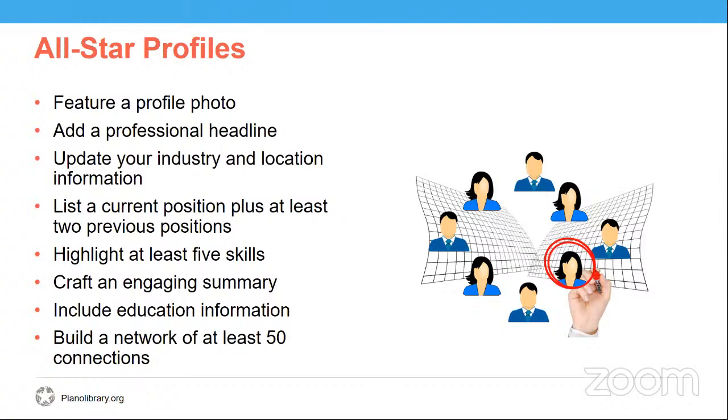You'll also need to include your industry and location information. Including this information helps match you with different opportunities. So you'll want to choose an industry that represents your overall career. And for your location, you may want to choose a broader geographic area like the Dallas-Fort Worth Metroplex rather than a specific city.